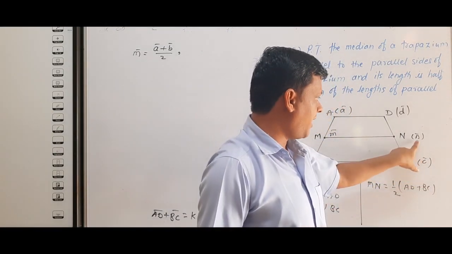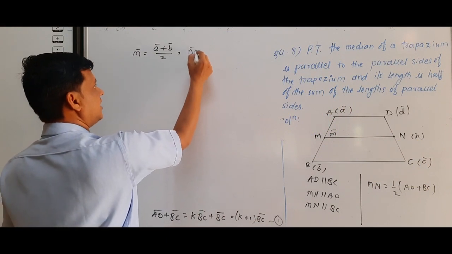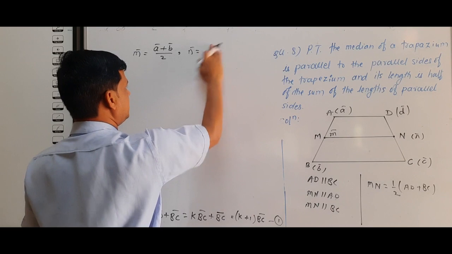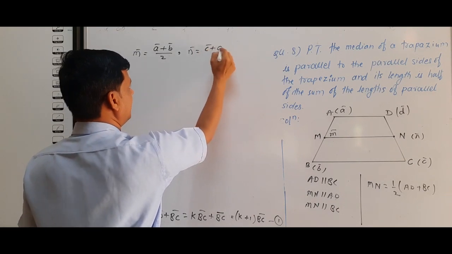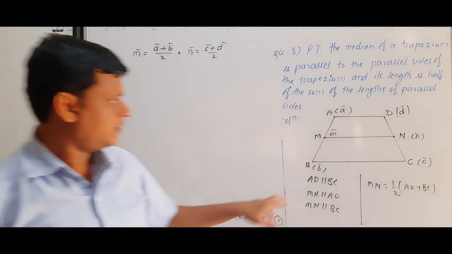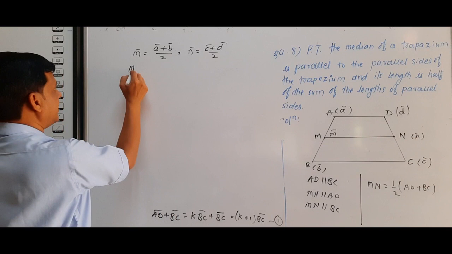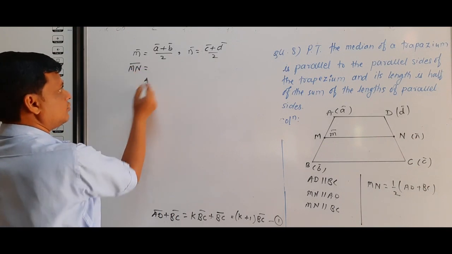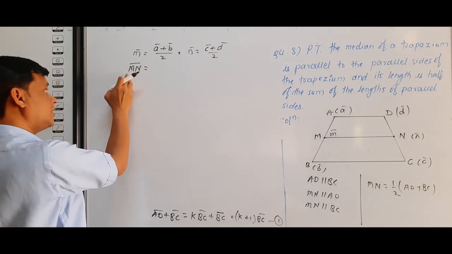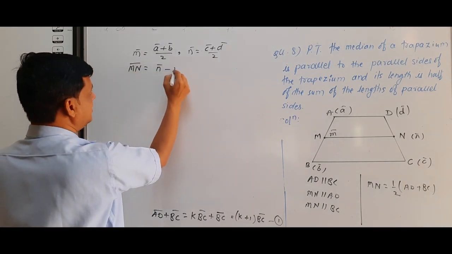So we write here, by using the midpoint formula, N bar equals B bar plus C bar, or which is convenient, C bar plus D bar upon 2. Now we have to find the vector MN. So we write here vector MN is equal to the position vector of N minus the position vector of M, which can be written as N bar minus M bar.